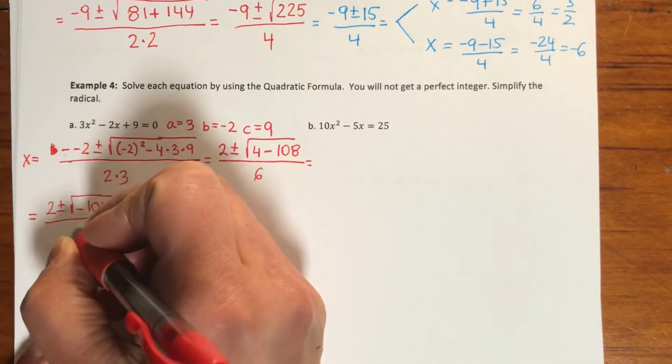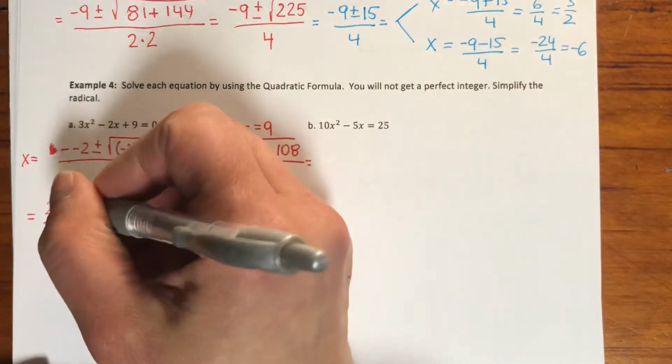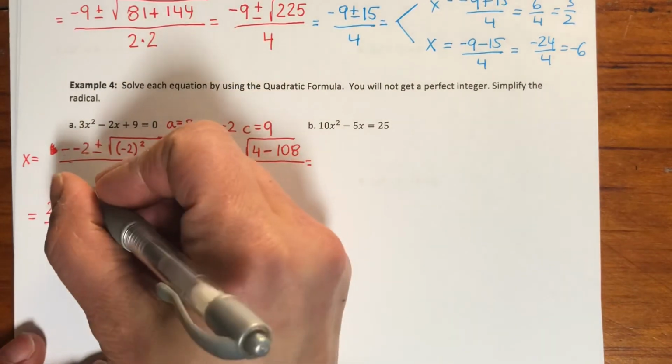divided by 6. And I want you to think for a second, what would happen if I took a square root of a negative number? Is it possible? Or is it possible at the level that you are at? Have you ever seen the square root of a negative number? What do you think is going to happen? Well, we are getting negative 104, so I am going to tell you this is not a real number.